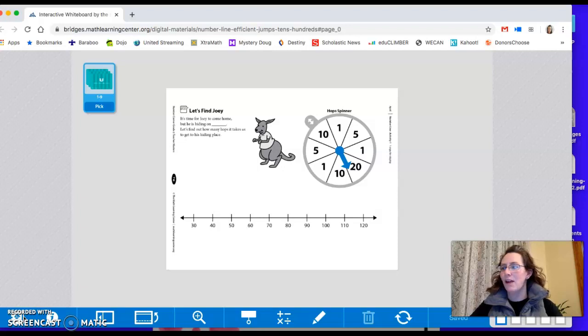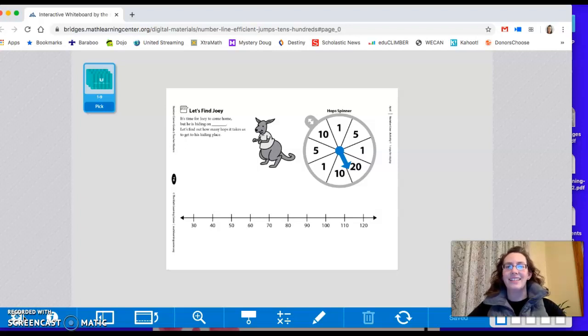It's called Let's Find Joey. In this game, we're going to race to try to find a baby kangaroo called a Joey that has escaped from its mother's pouch. We're going to work together to find Joey today and to give everybody just a little bit of practice on the rules and procedures of the game.